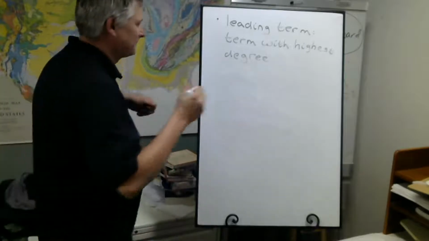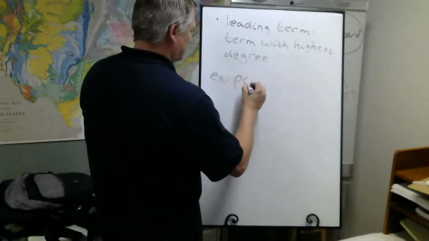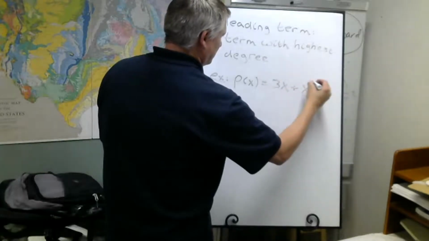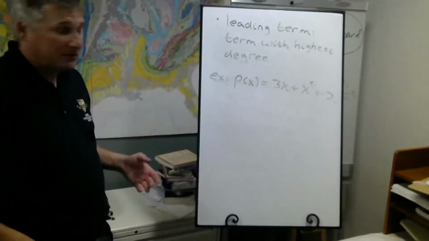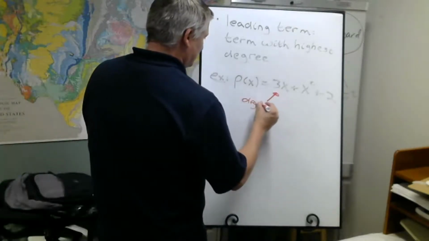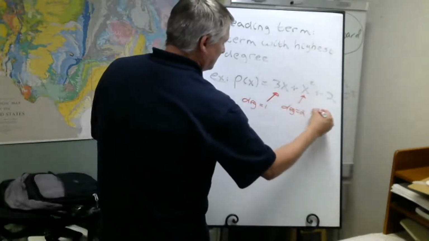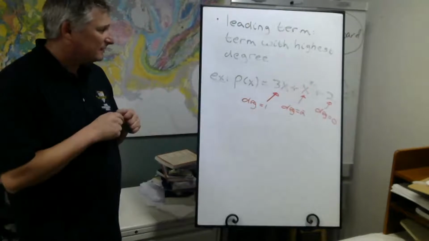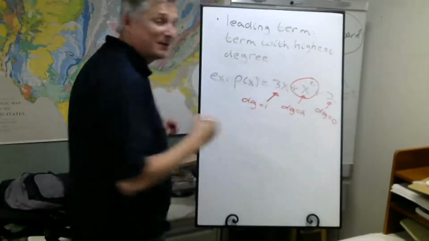So for example, let's have a polynomial that's not in standard form. Well, the term with the highest degree, if we take a look at the degrees of each term, this is a degree of 1. This is a degree of 2. And this is a degree of 0. So the leading term in this case, highest degree, is the x squared.